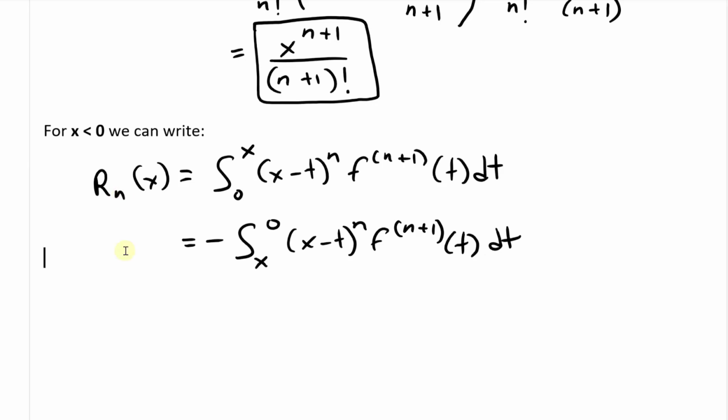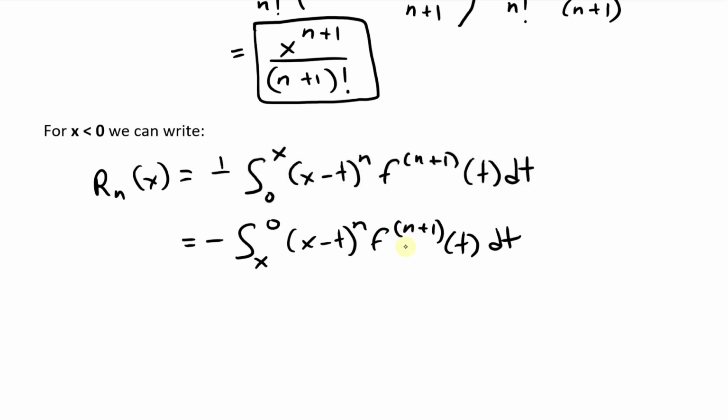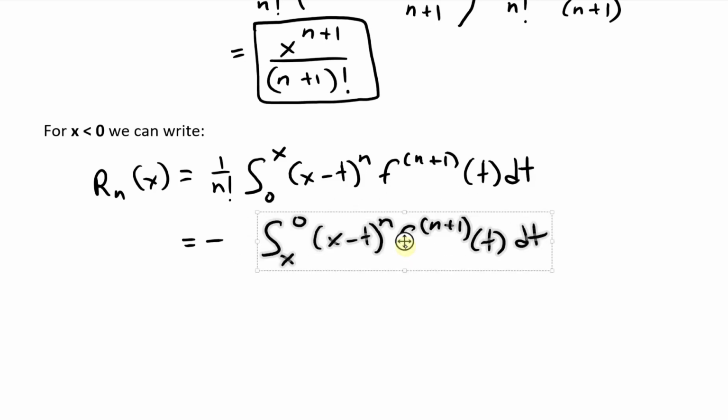Actually, I forgot to include the 1 over n factorial, so let me move this over. It's going to be 1 over n factorial.